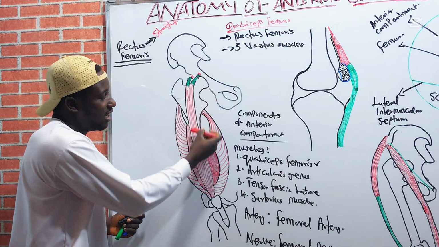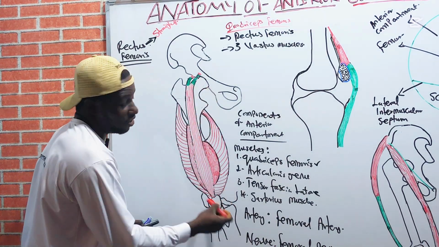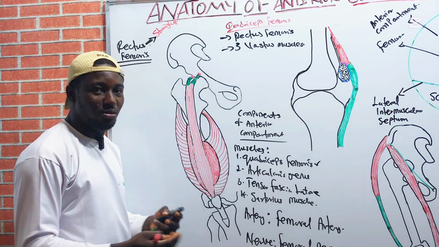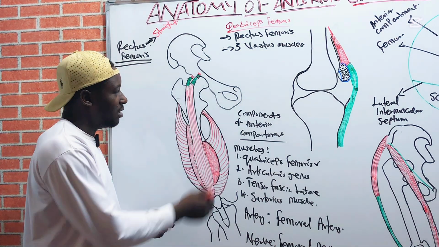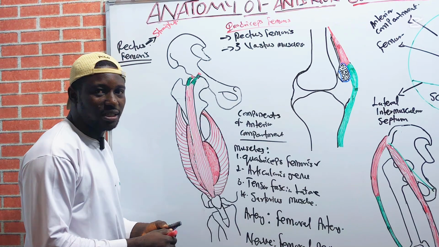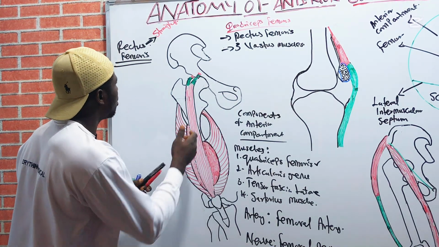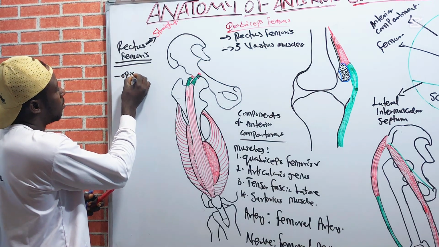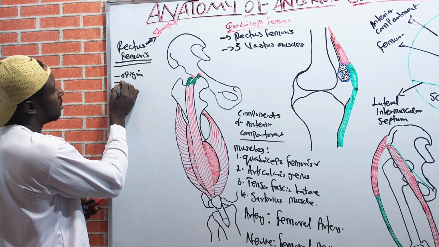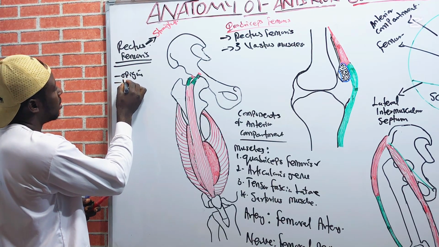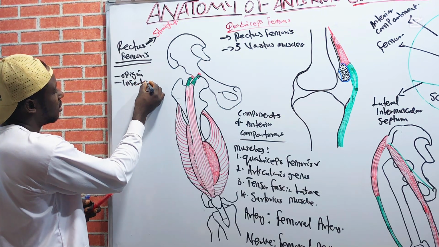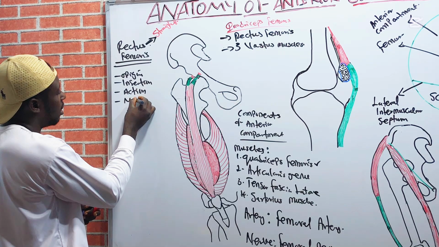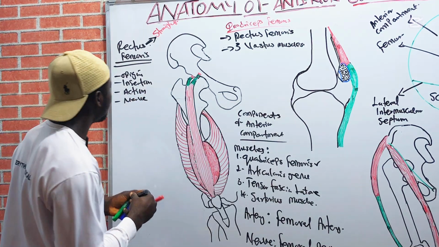This muscle right here is the rectus femoris. It means straight in Latin, so it is a straight muscle. As you can see it on this diagram, it is a straight muscle. So we'll be discussing it based on the following headings: the origin, the insertion, the action, and nerve supply.